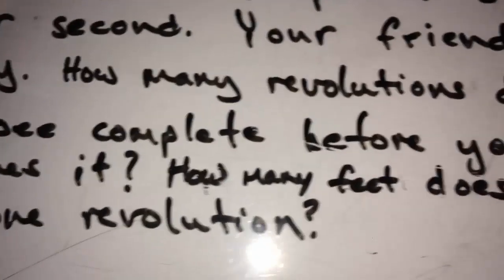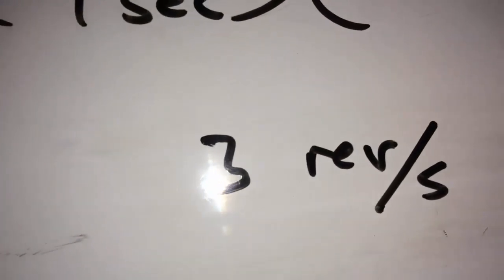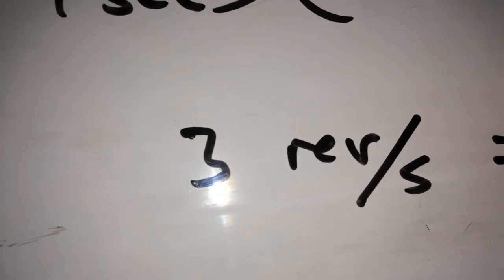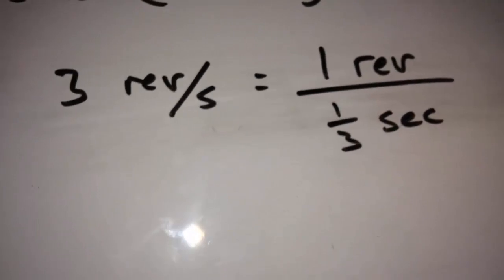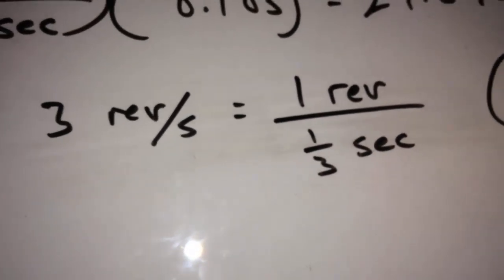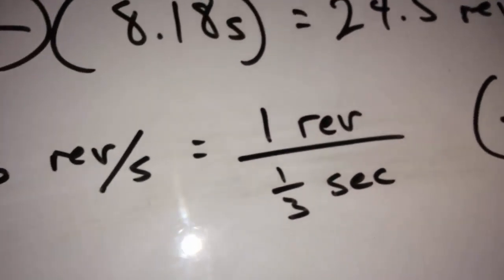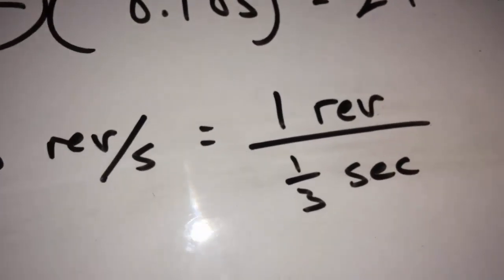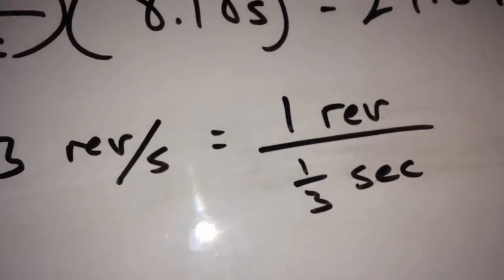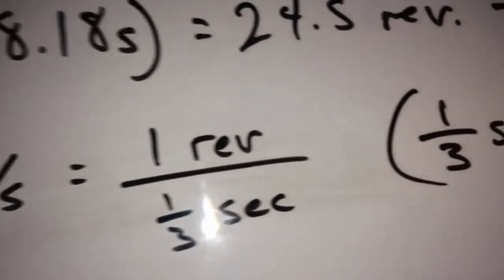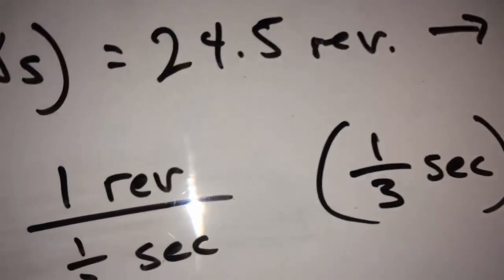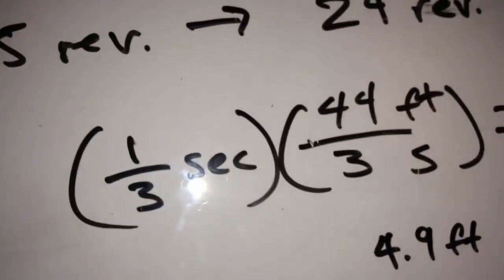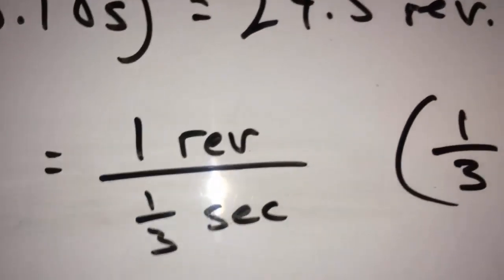The next question asks, how many feet does it travel in 1 revolution? We know the frisbee travels 3 revolutions per second. If we divide both by 3, we know that the frisbee completes 1 revolution in 1/3 of a second. Multiply that by 3, in 1 second, it travels 3 revolutions. So we have 1/3 of a second, which is how long it takes to complete 1 revolution.